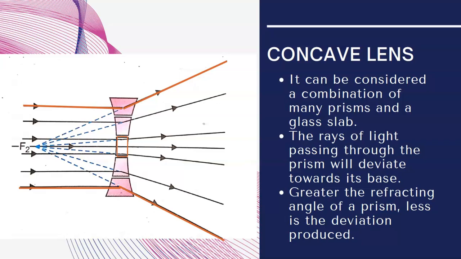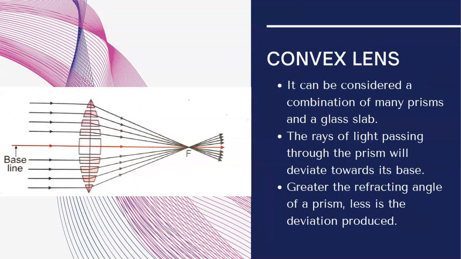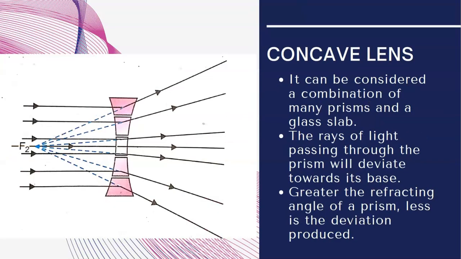Thus, a convex lens and a concave lens both can be considered as a combination of many prisms and one glass slab, and the rays passing through every part of the prism will always deviate towards its base, and hence they will give either a converging effect in the case of a convex lens or a diverging effect in the case of a concave lens.